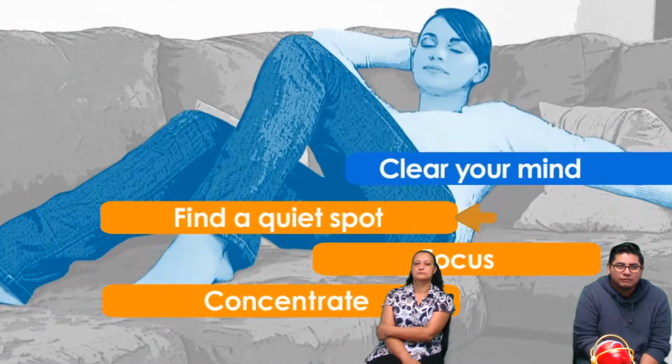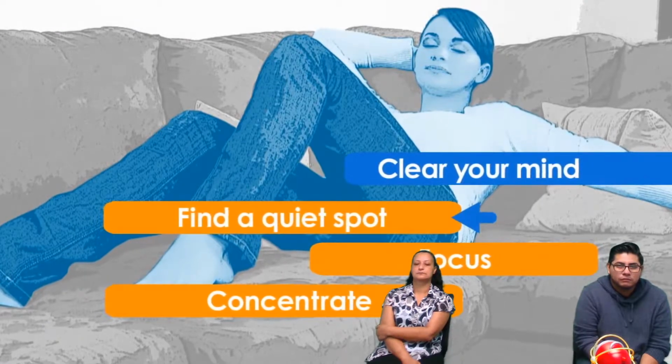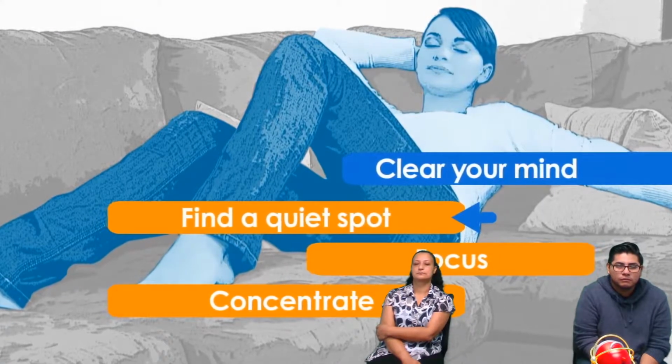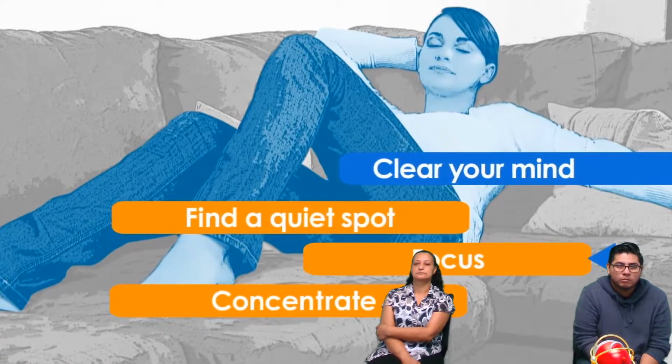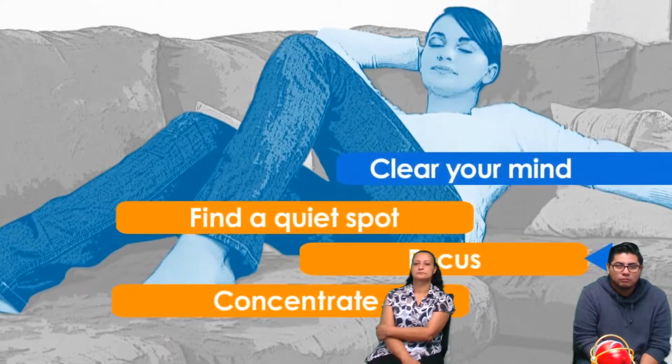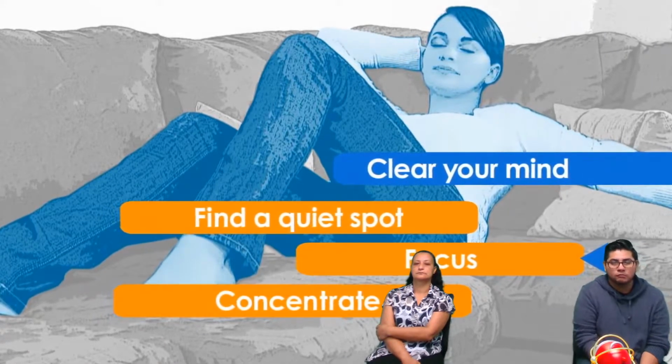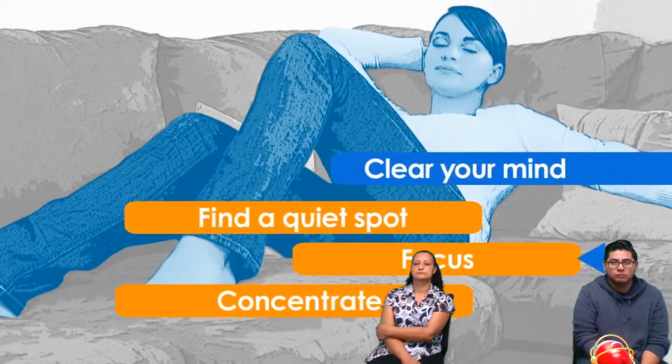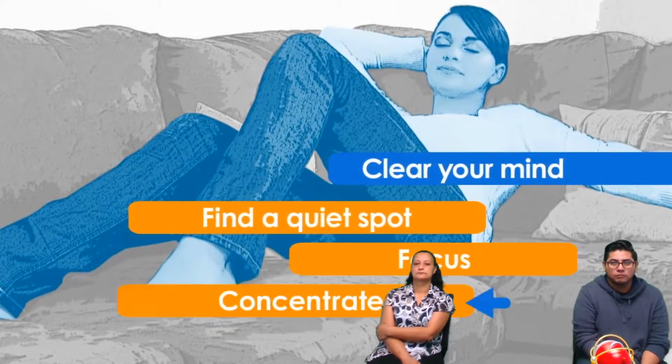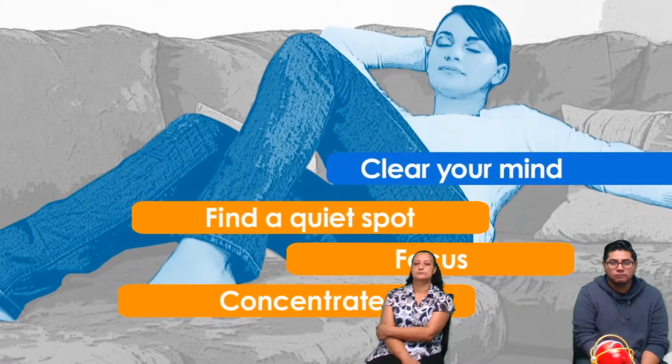First, find a quiet spot where you can either sit or lay down. Next, close your eyes and focus on a peaceful image. It can be a favorite vacation spot, a favorite painting, anything you find calming. Spend a few minutes concentrating on that image and nothing else.